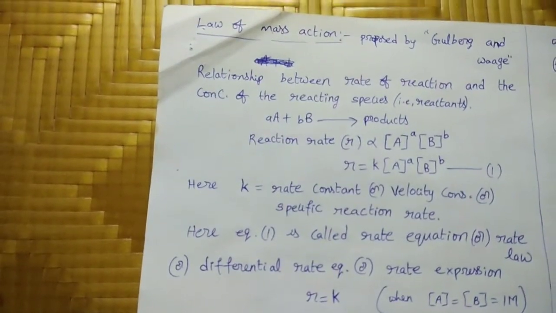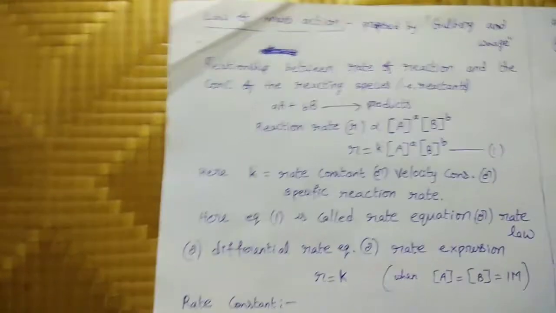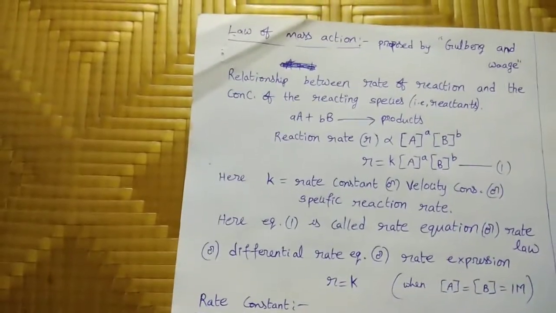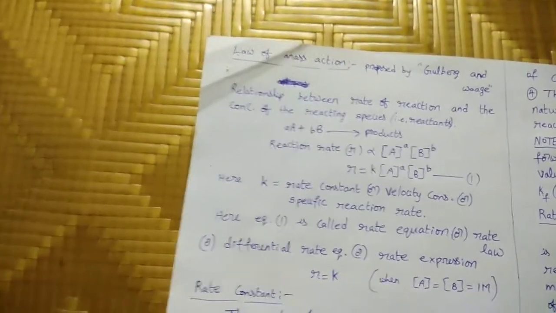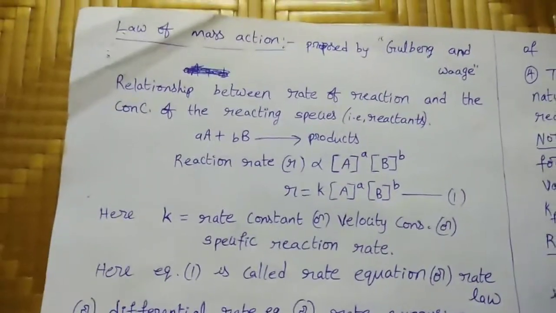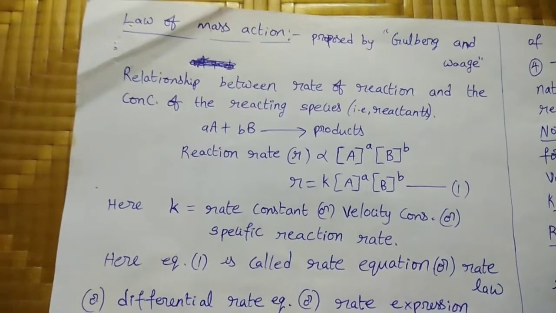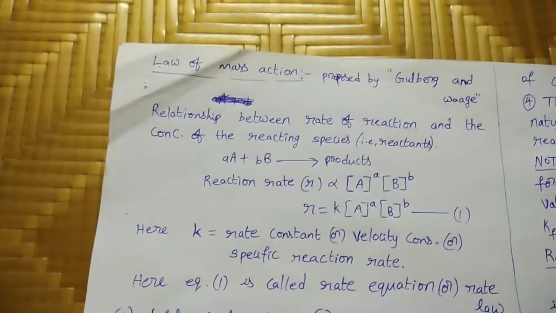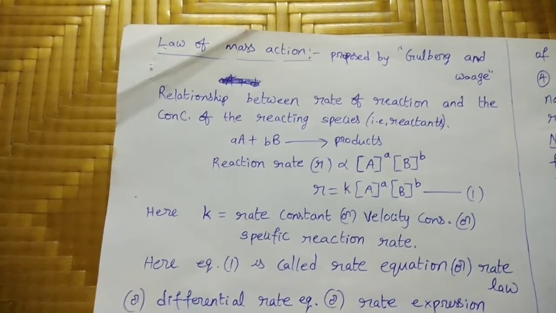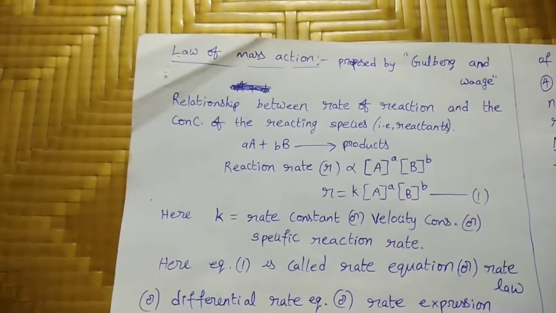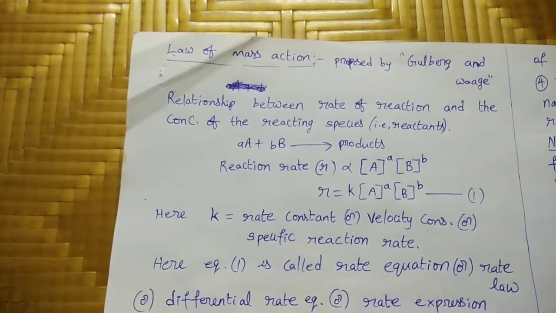Next thing is the law of mass action. This law of mass action principle was proposed by Goldberg and Waage. These two scientists proposed it by observing various types of chemical reactions. See this. This law of mass action gives the relationship between the rate of reaction and the concentration of the reacting species, that is reactants. A general reaction aA plus bB gives rise to products.